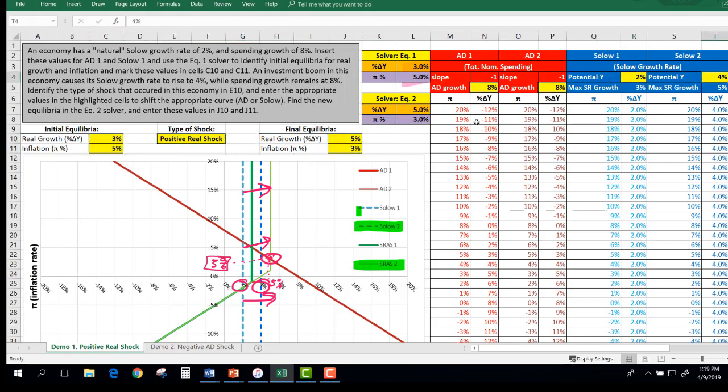So you need to fill in every yellow highlighted cell, and make sure that conforms to the scenario. Report your results, and you're done. It's that easy, right? Okay, so let's look at one more demo problem.